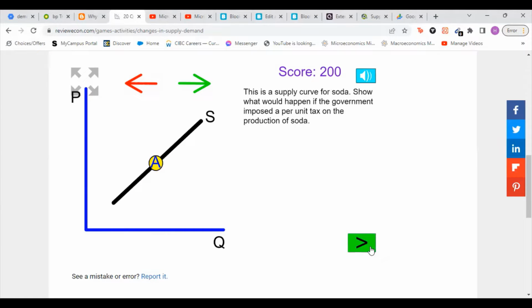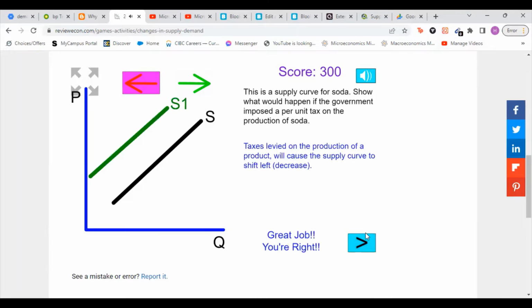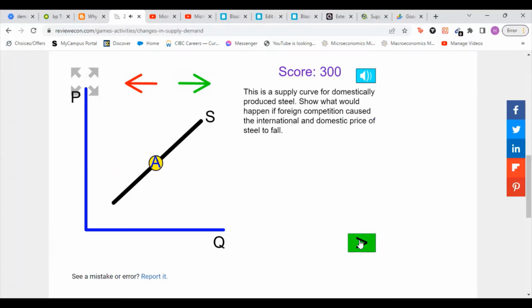And this is a supply curve for soda. Show what would happen if the government imposed a per unit tax on the production of soda. What would happen? It will shift along the supply curve to the left. Yes, that's great. So supply decreases, yeah.